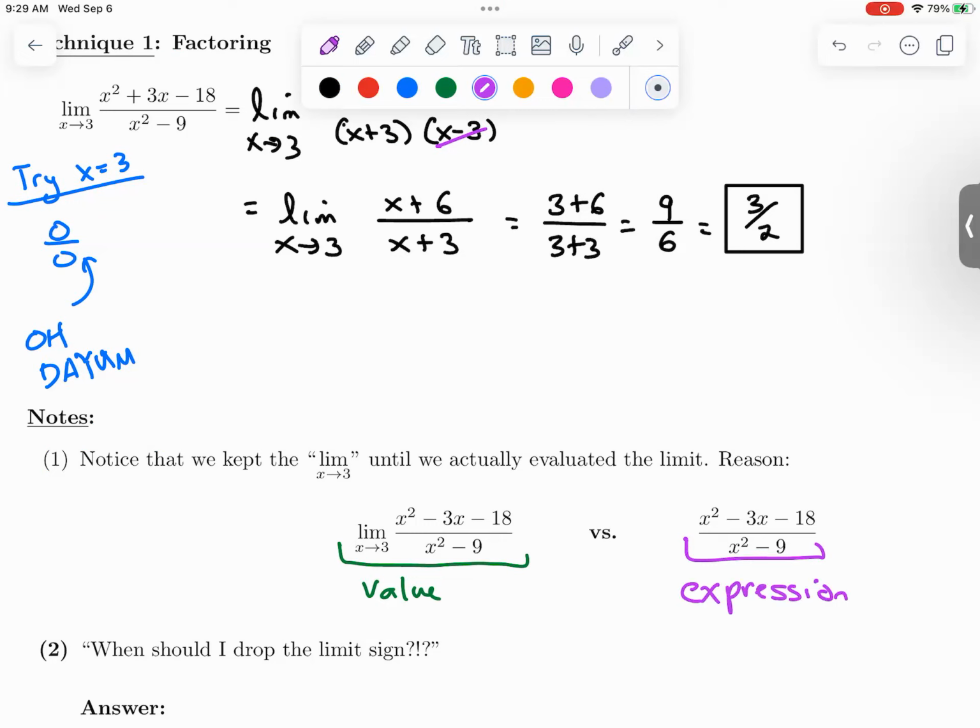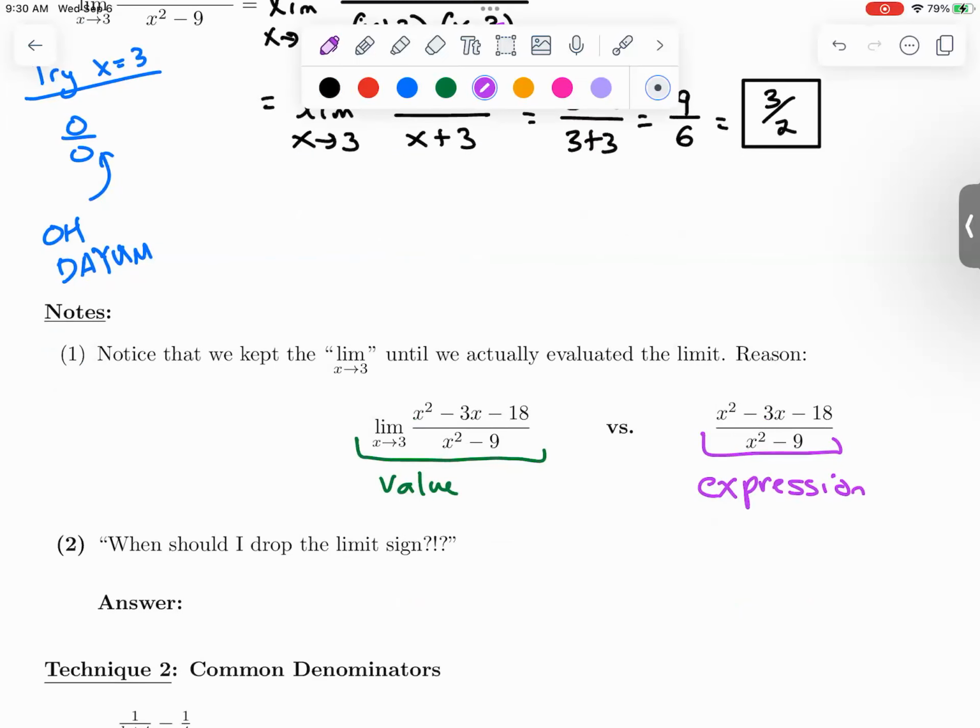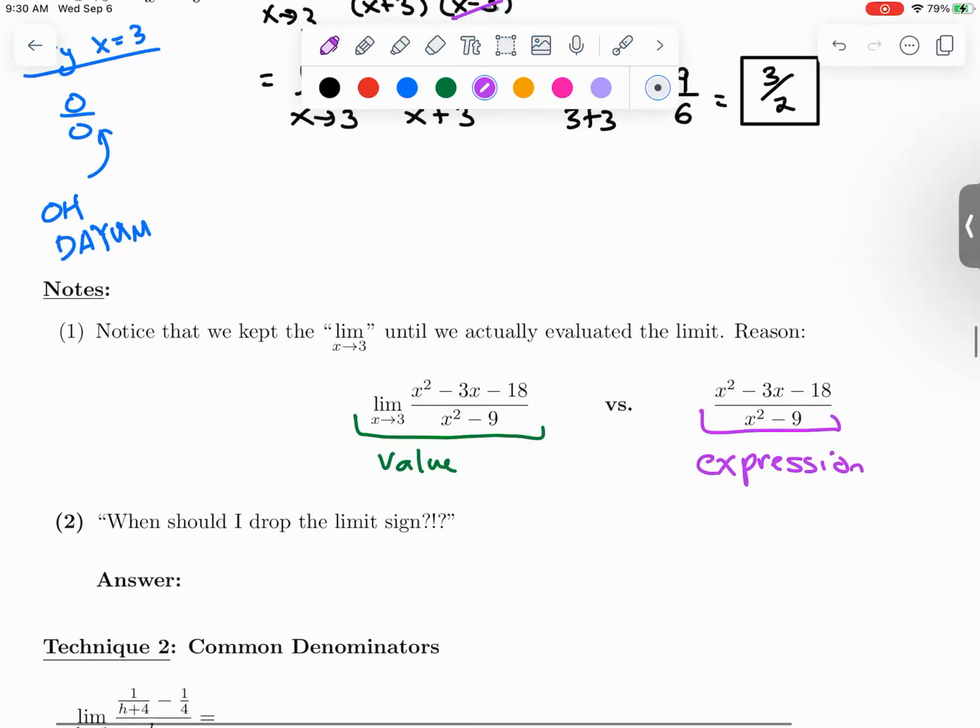So you cannot just drop the limit sign midway through, because then you're saying a value is equal to an expression, which is not correct here. So you do not drop the limit sign until later on. You do not drop the limit sign while you're taking the algebra. And then the question that naturally comes after is, well, when do I drop the limit sign? Phil, when do I drop it? It's a great question, and I'm glad you asked, Dylan. So the answer, of course, is that you write that when you actually plug in the x value, when you can plug in the x value.